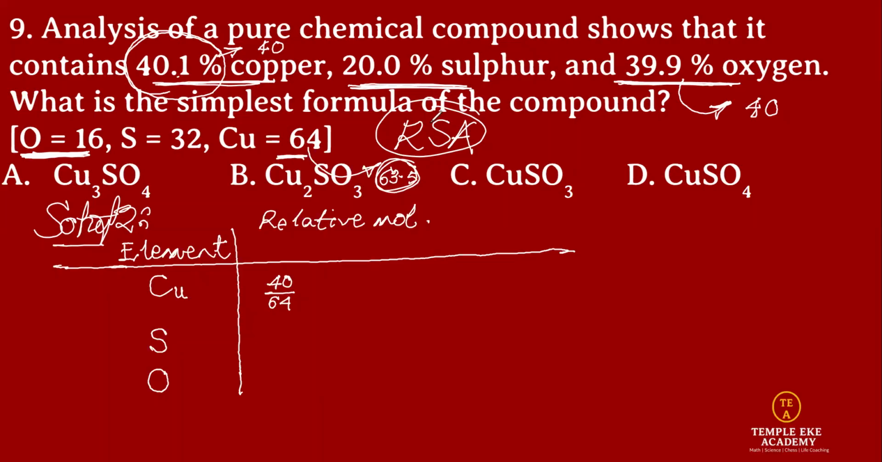Sulfur, percent of sulfur, 20. And now we're going to divide by the relative atomic mass of sulfur, which is given as 32. Finally, for oxygen, percent composition 39.9, which we can take as 40 in this calculation because it is multiple choice, and divide by the relative atomic mass of oxygen, which is 16.